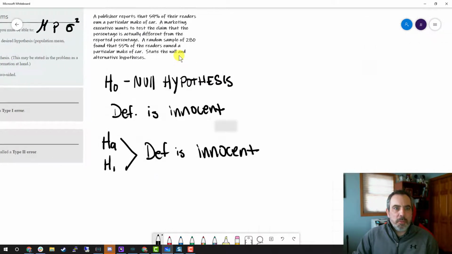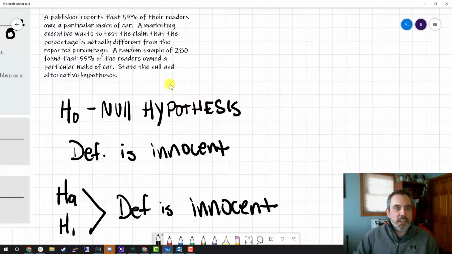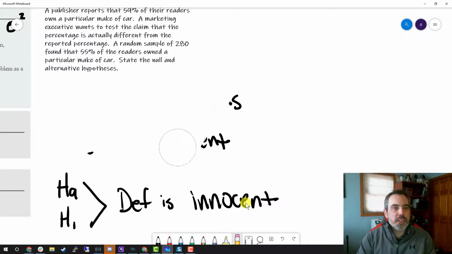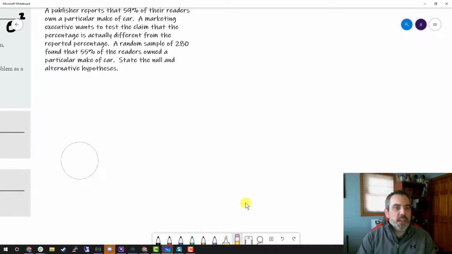A publisher reports that 59% of their readers own a particular make of car. Now, a marketing executive wants to test the claim that the percentage is actually different from the reported percentage. In this case, a random sample of 280 found that 55% of the readers owned a particular make of car. State the null and alternative hypothesis.